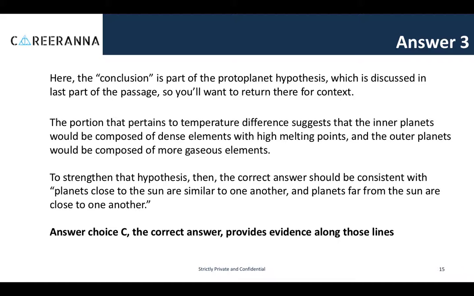To strengthen that hypothesis, my answer should be consistent with the statement given in the passage, which says planets close to the sun are similar to one another and planets far from the sun are close to one another. This is directly mentioned in the last part of the given passage, and hence my correct answer would revolve around this statement. The only option which goes along with this line is option number C, and hence option number C is my correct answer.